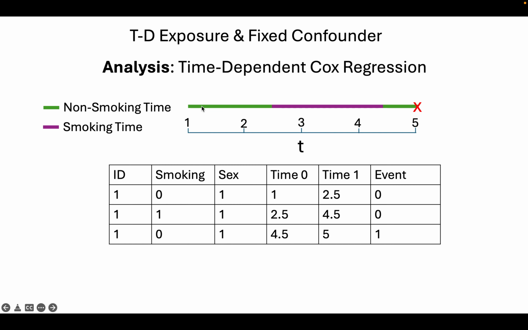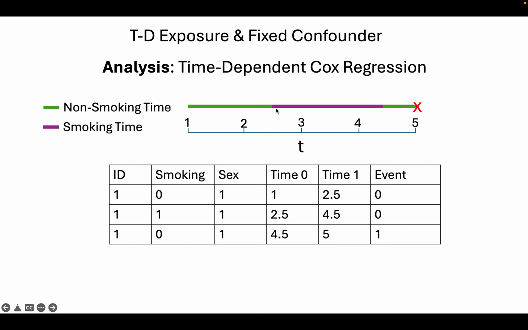Smoking was negative. Sex is always 1 here. We're not considering it time varying, so in every row it's 1 for this individual at least. So this line of data tells us this person was a non-smoker. It started at time 1 and went to time 2.5, and there was no event.